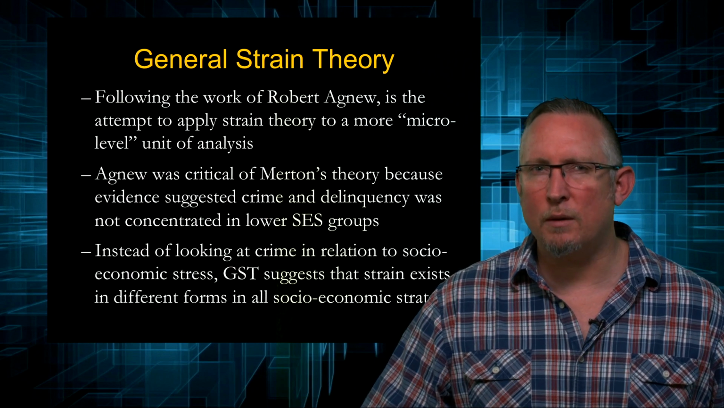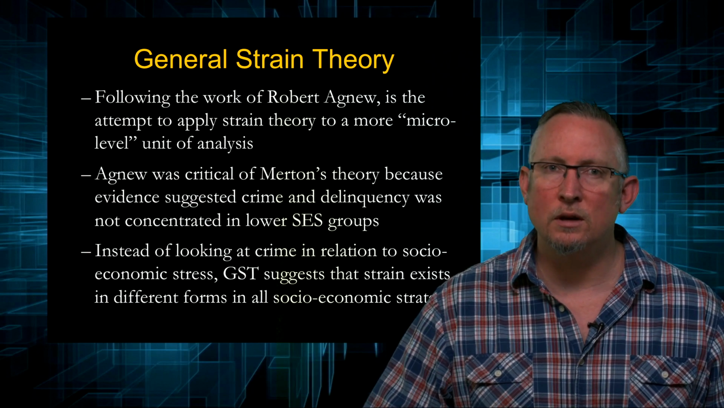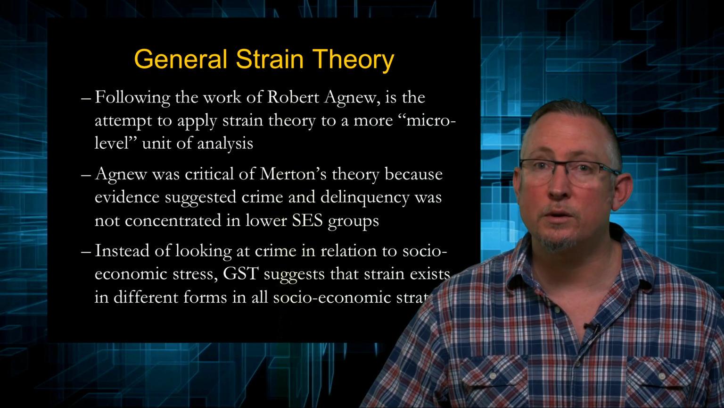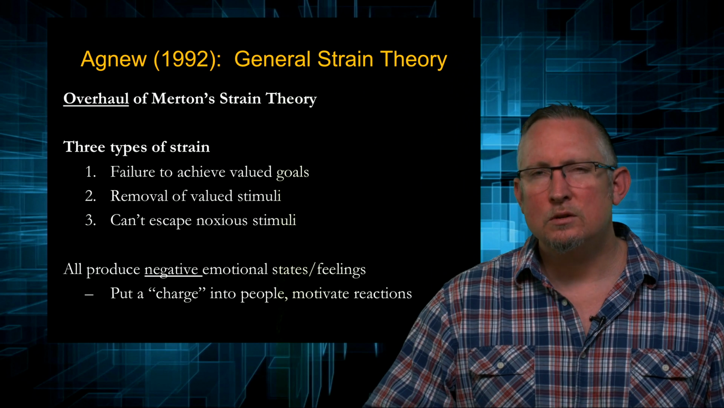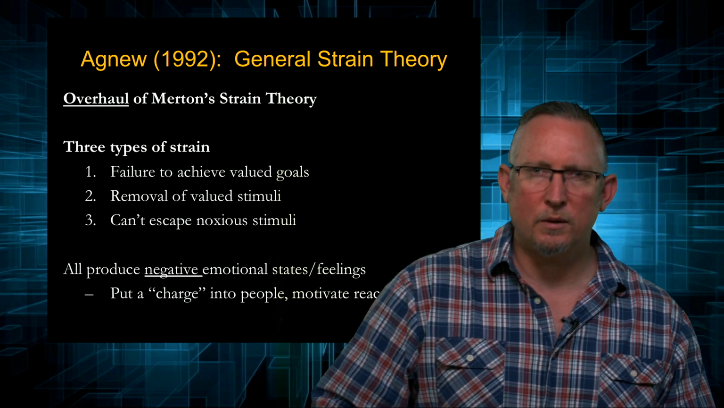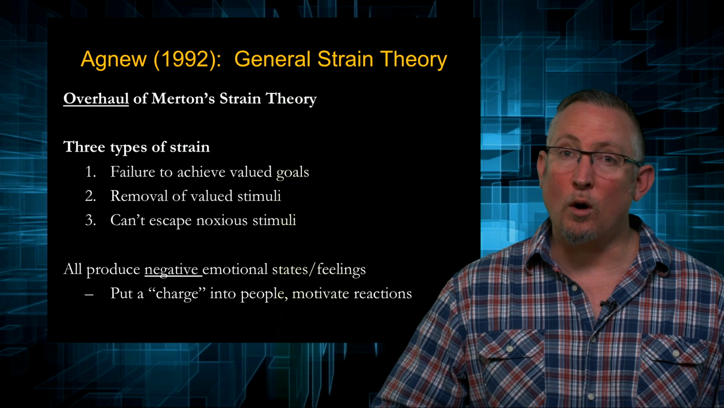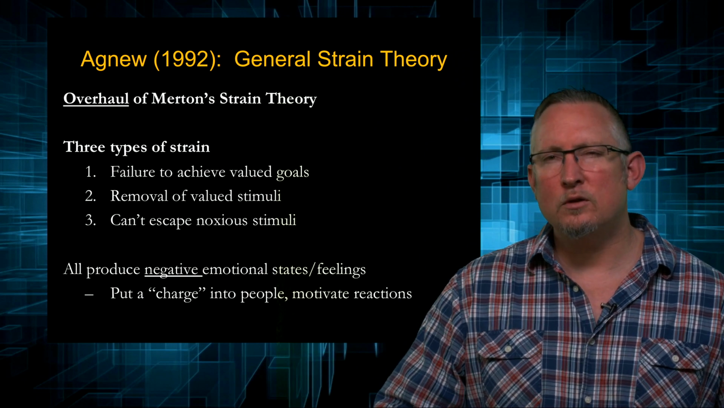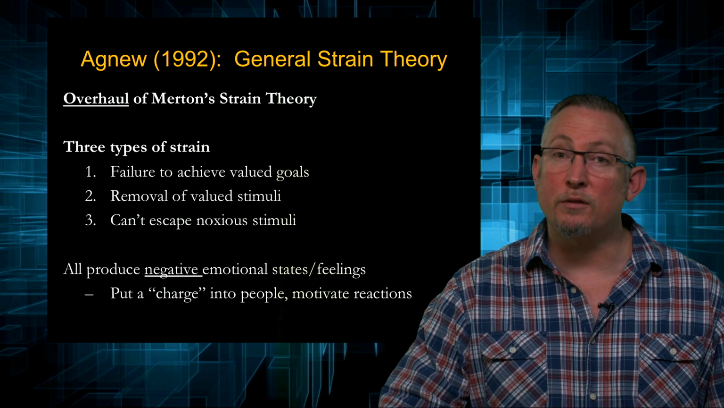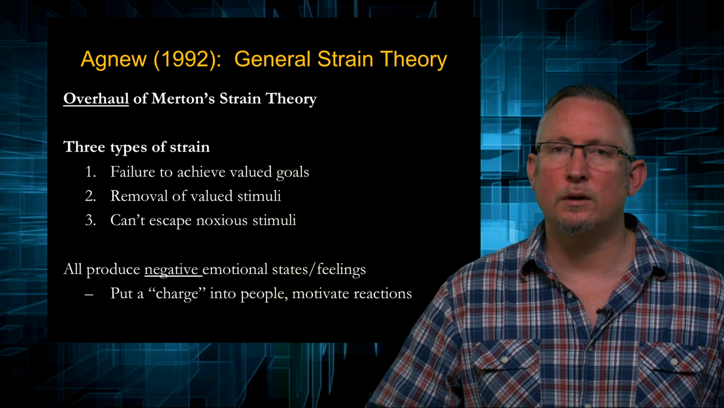So instead of looking at crime in relation to socioeconomic stress, which was the primary driver for Merton's theory, general strain theory suggests that strain exists in different forms in all socioeconomic strata. So Agnew develops general strain theory in the late 80s. His overview from 1992 really summarizes it best. So this is an overhaul of Merton's strain theory. Agnew makes the argument that we can think of strain in three different ways, or as a result of three different things, again, occurring potentially across all socioeconomic strata.